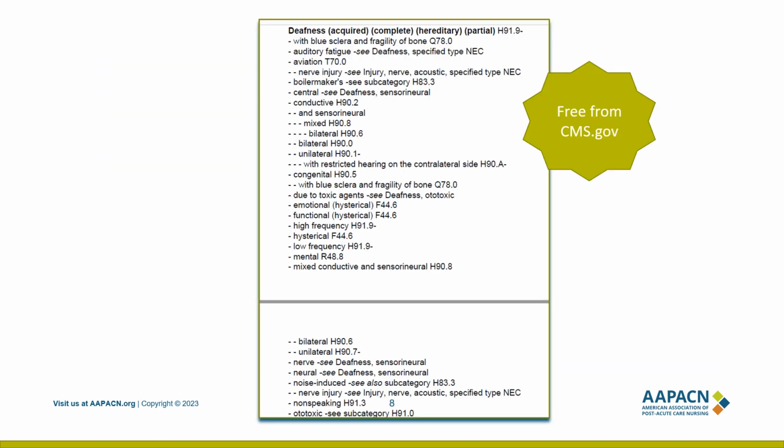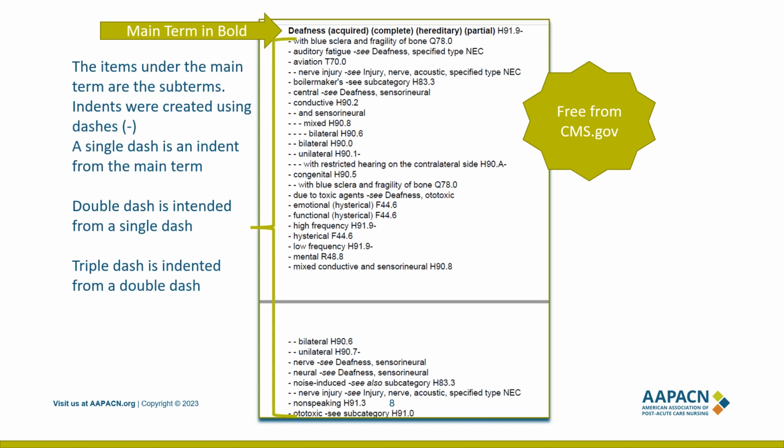The body of the alphabetical index in the free PDF version is the no-frills version of the index as compared to what you might see in some of the published manuals. Main terms are in bold and subterms are indented. This PDF uses dashes to show the indenting, and this is sometimes difficult to follow when using the PDF electronically. A single dash is an indented subterm from the main term. A double dash is an indented subterm from the single dash subterm, and the triple dash is an indented subterm from the double dash subterm.